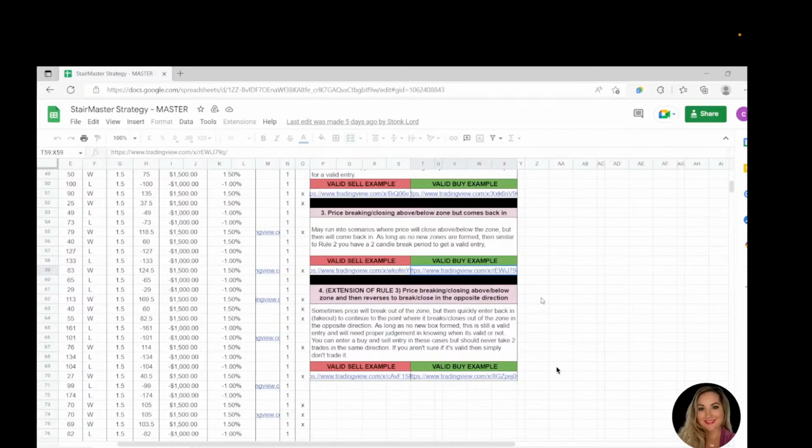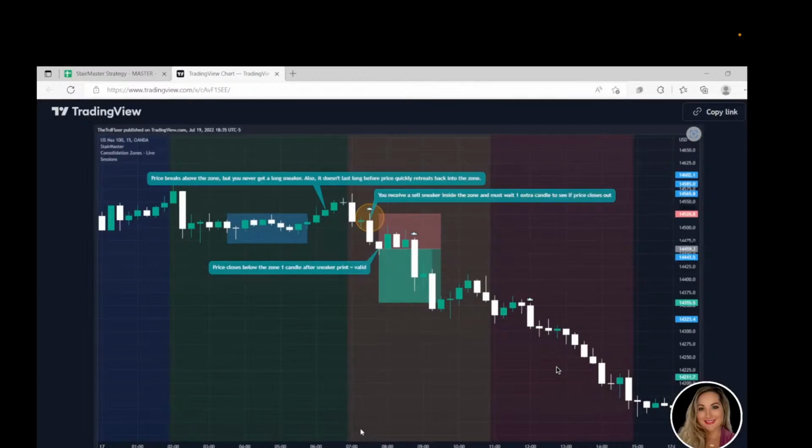You can enter a buy and a sell entry in these cases, but you should never take 2 trades in the same direction. So if you aren't sure if it's valid, then simply don't trade it. You're not going to stack the trade and take a buy and then if you lose, take a second buy again. That is no longer valid and you are to wait until a new zone and trade appears. Here is an example of a sell and what we mean by this. Price breaks above the zone. As you can see, here's your zone to the left.